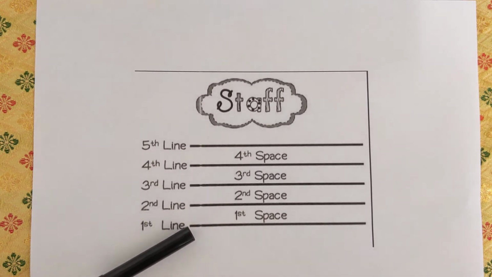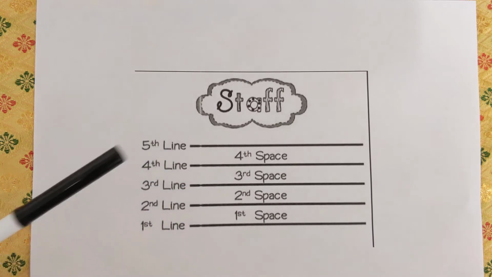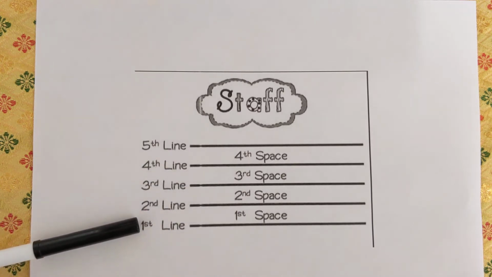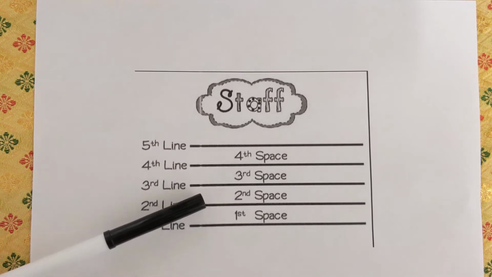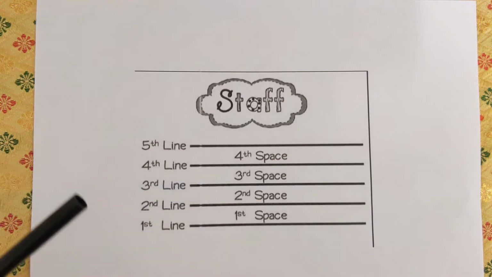You have to look at the lines first. Those are easy to see. We have 5 lines, and we always count from the bottom. So this is line 1, first line, second line, third line, fourth line, fifth line.